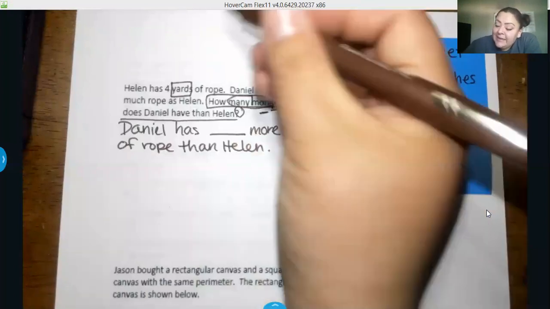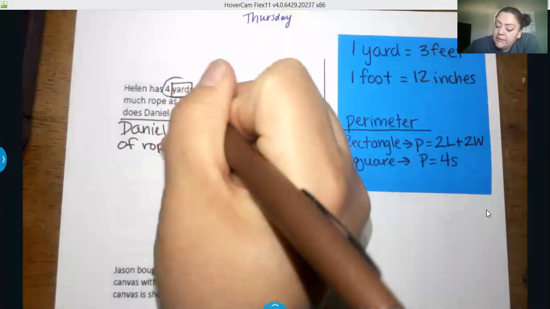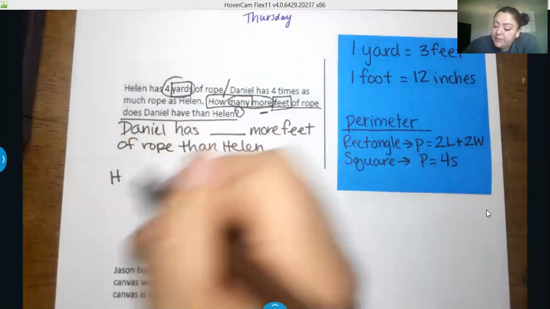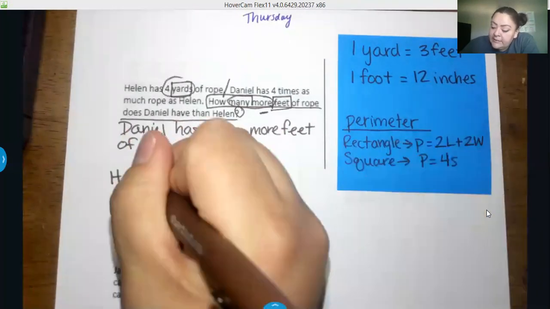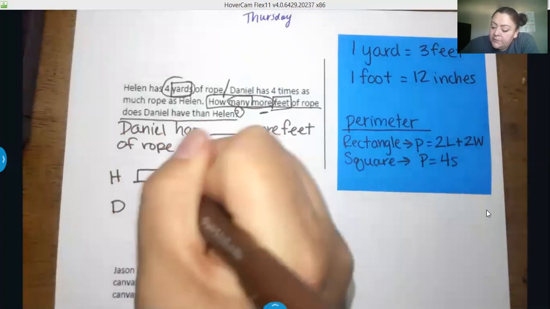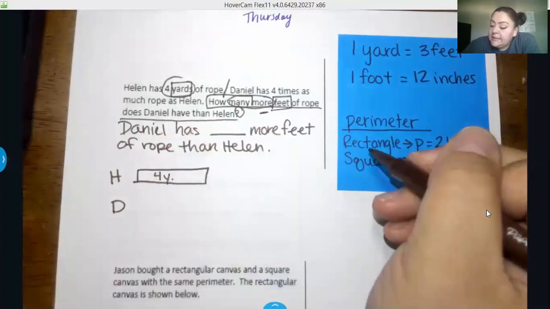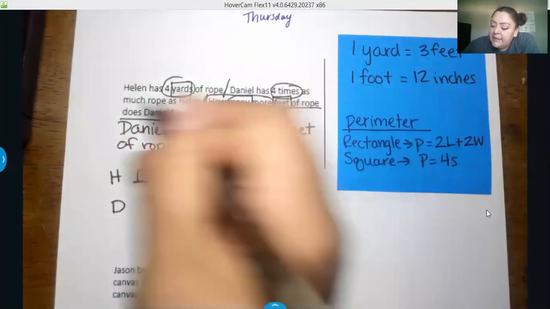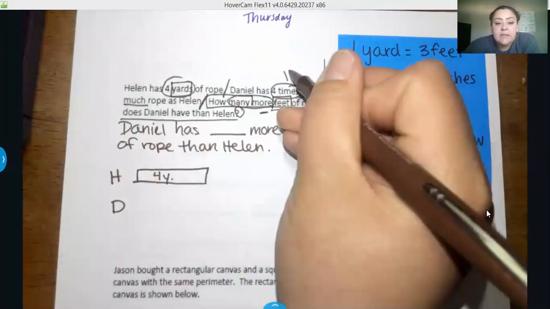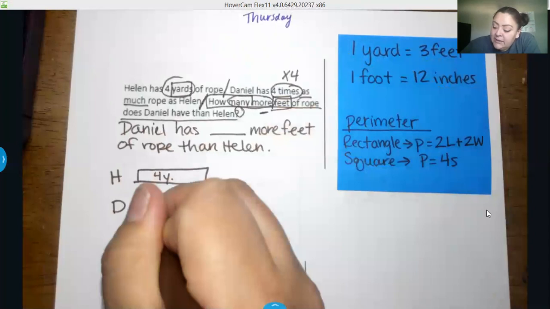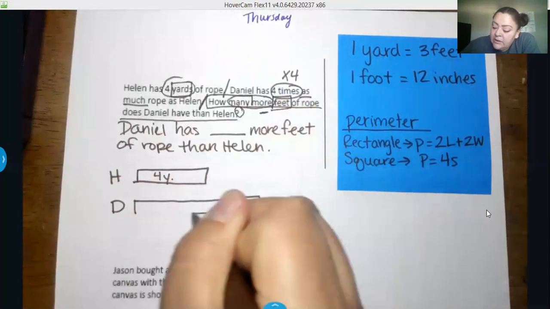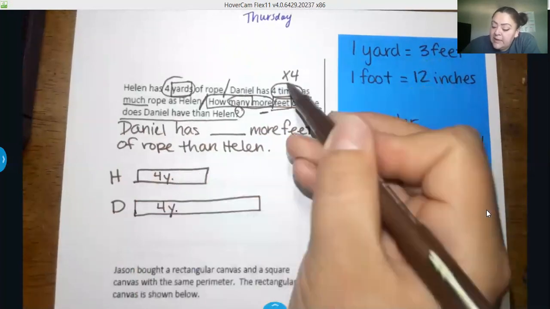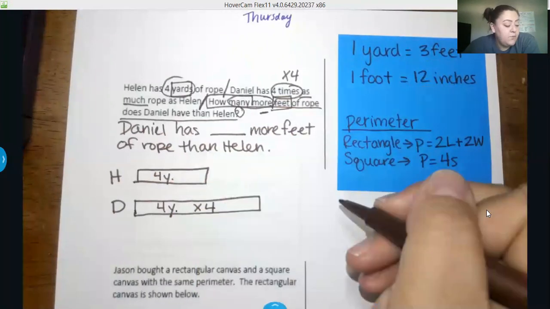So Helen has 4 yards of rope. There's going to be Helen, and then we also know there's going to be Daniel. I'm just going to get that set up. So Helen has 4 yards. I'm going to fit that in there. Daniel has 4 times as much rope as Helen. So 4 times as much, so I know that's telling me times 4. Daniel's has to be a little bit longer than Helen's because they have the 4 yards, but it says also 4 times as much. I'm doing times 4.